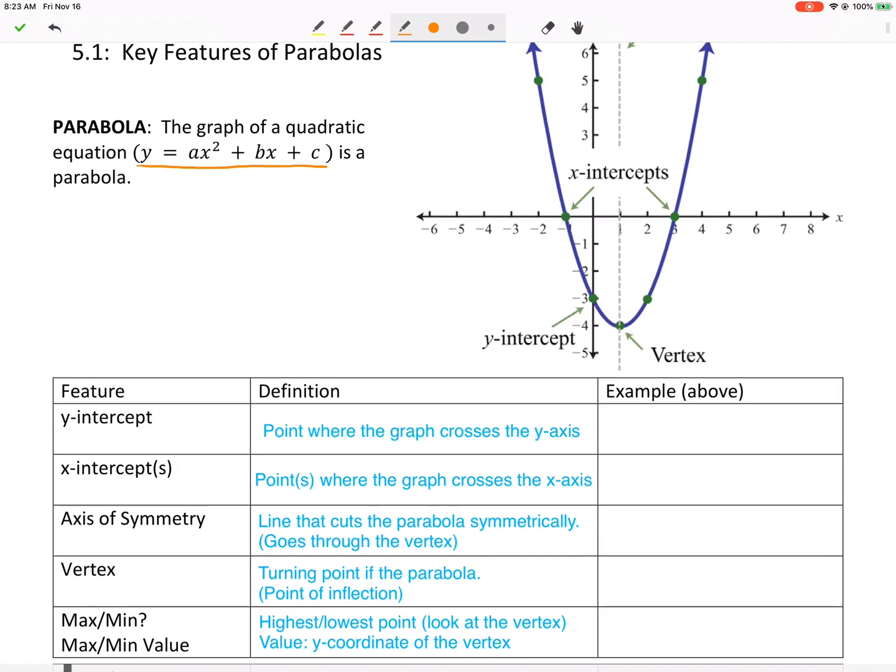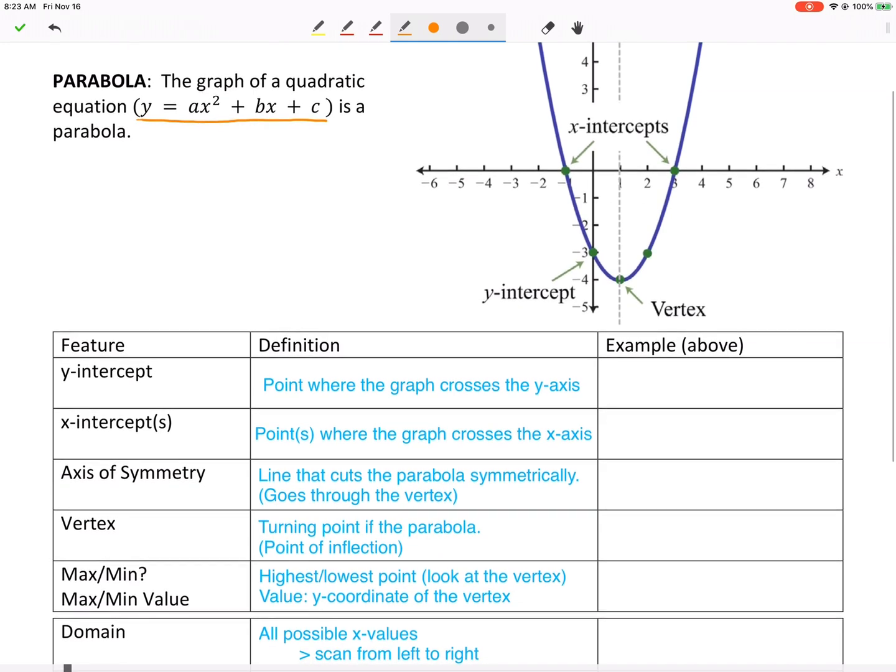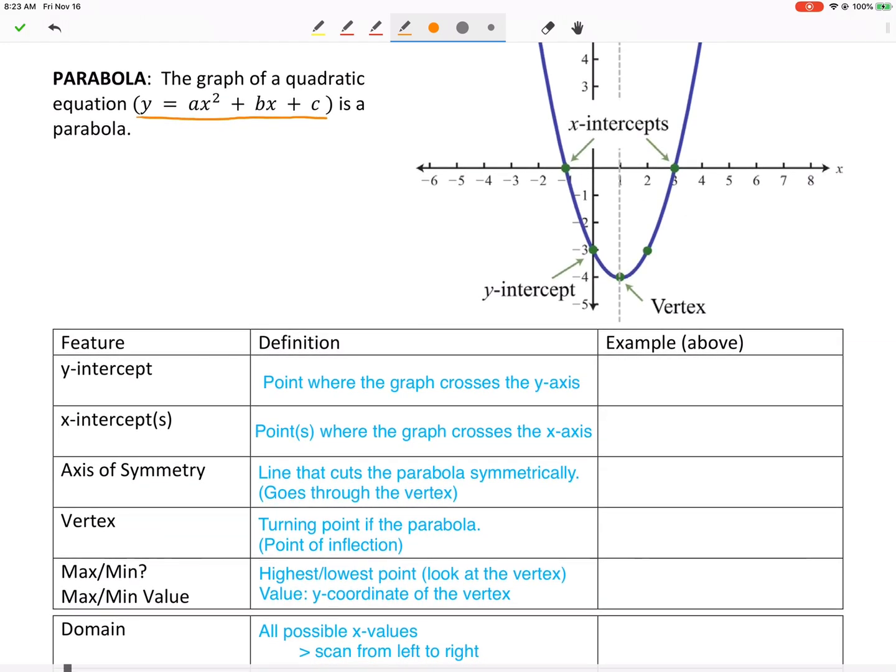Okay, so we're doing the key features of parabolas, and the first thing that we want to learn about is our y-intercept. Okay, so in Unit 1, or Secondary 1, you did x-intercepts, but you did linear equations. So you had like a graph that was something like this, and it would cross the y-axis here and the x-axis here, and we would write those down. But this time we're doing quadratics, so we still have one y-intercept. We'll always have one y-intercept, okay? And it's defined as the point where the graph crosses the y-axis.